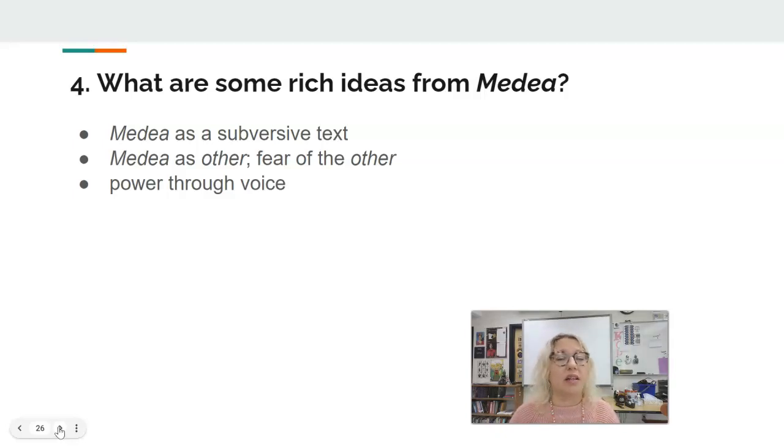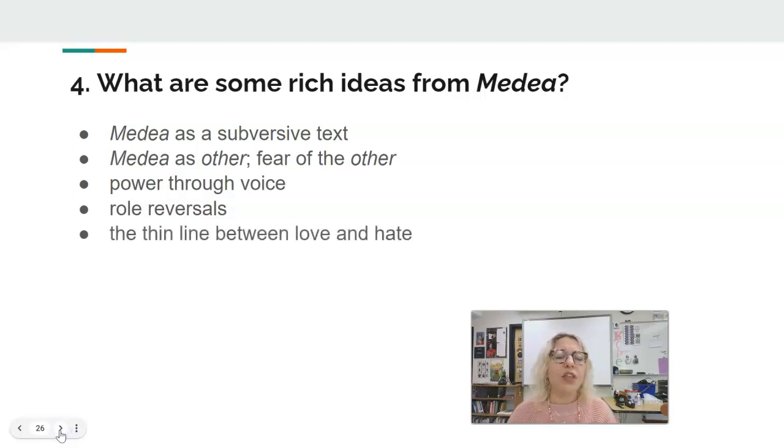You might argue that it does as well. So she has a lot of power in her voice. It makes others afraid. It gets her what she wants. Role reversals. We see at the beginning a Medea who is sad, crying to the gods to kill her, to the end, a Medea who is a demigod in a chariot pulled by a dragon, who's gotten what she wants, revenge.